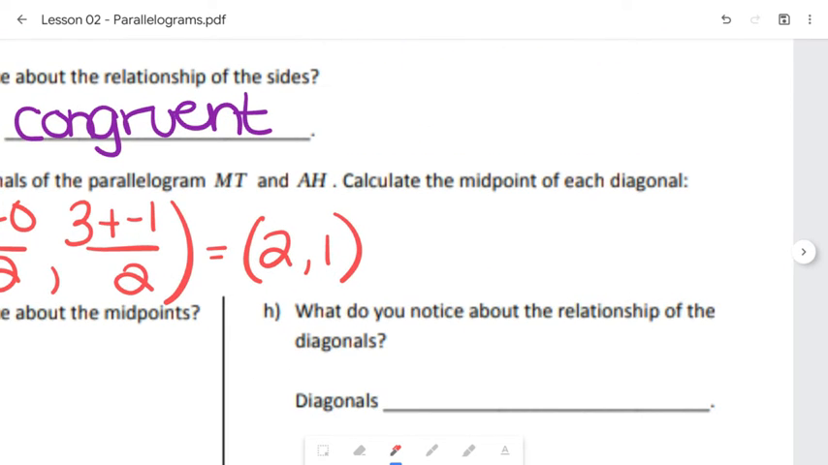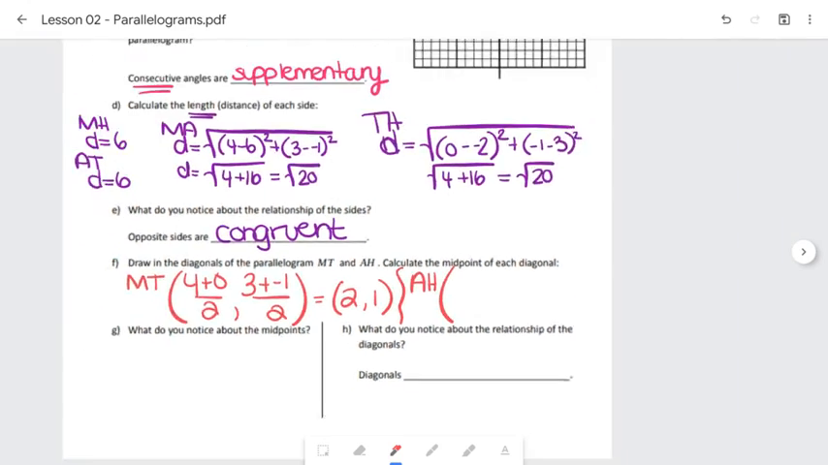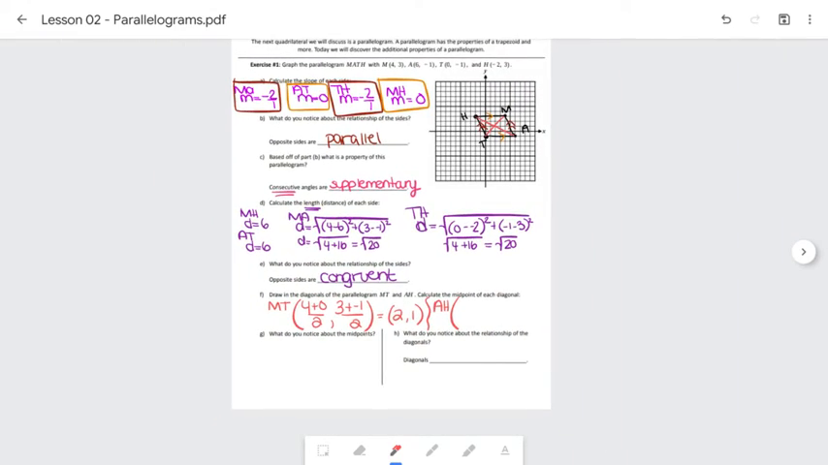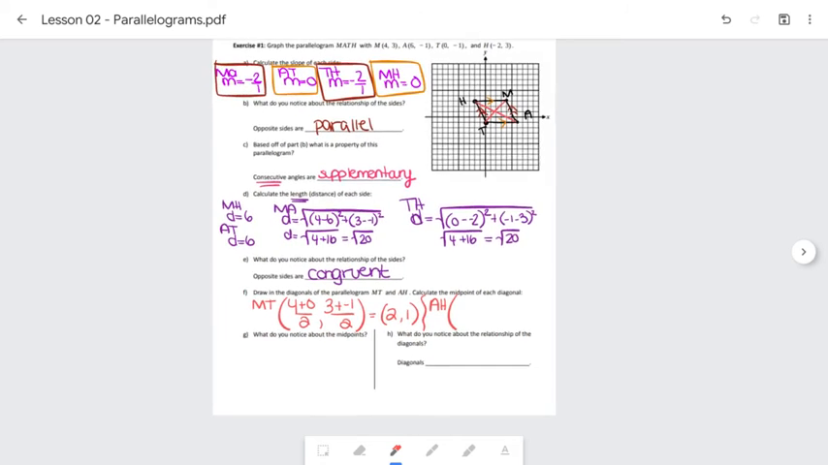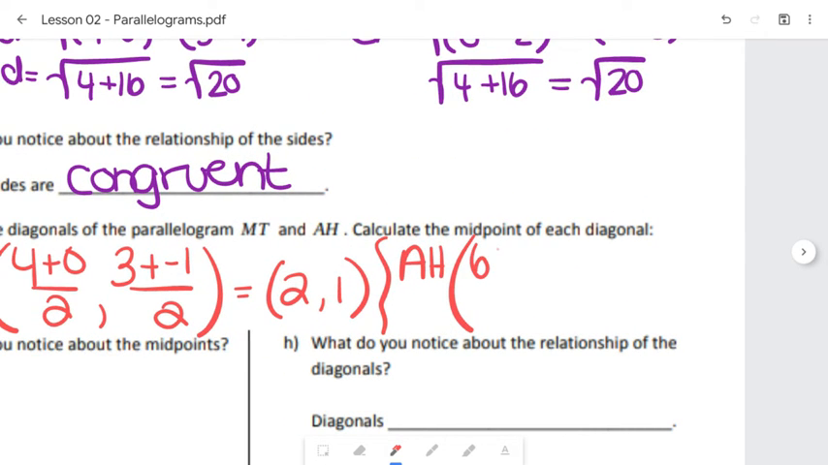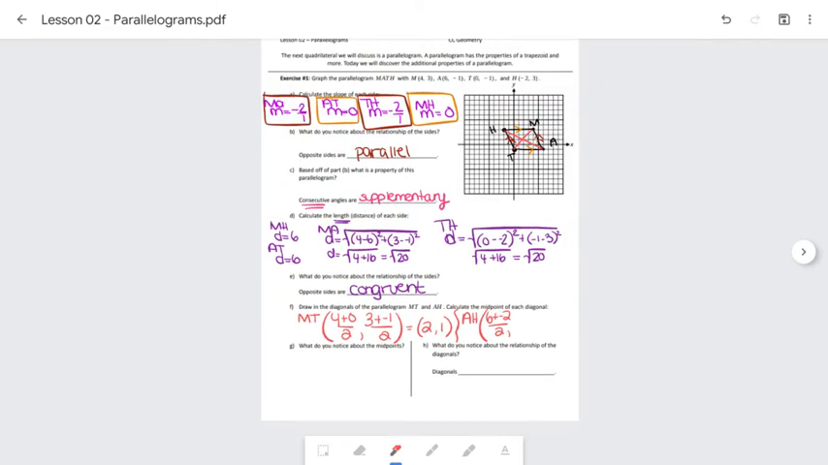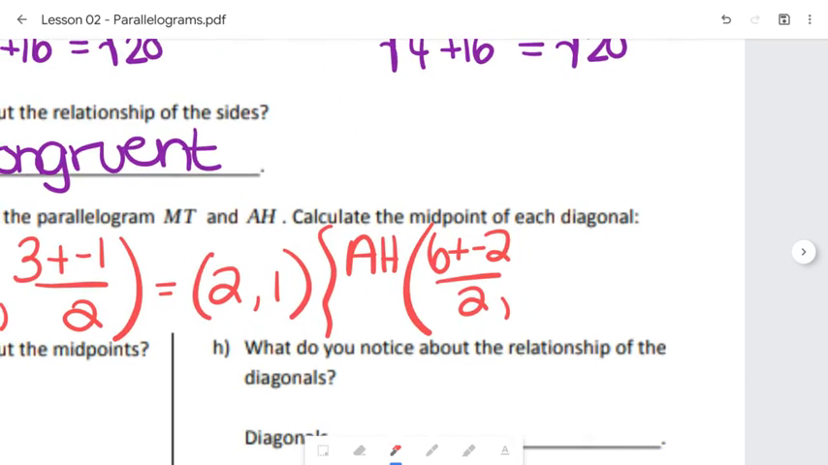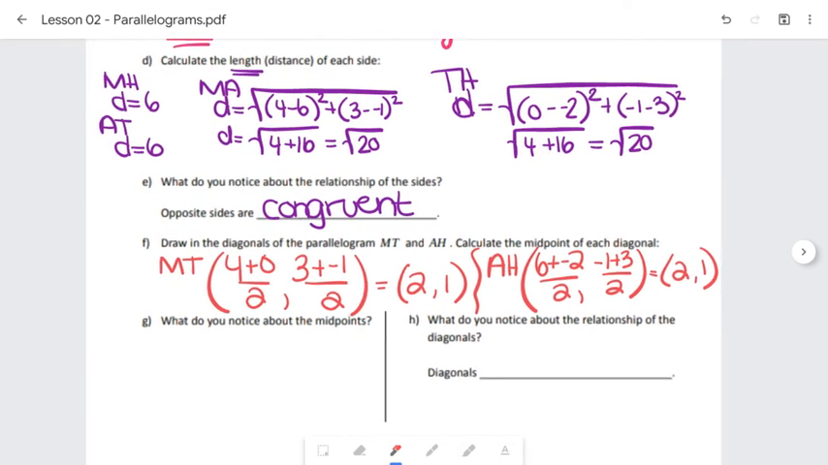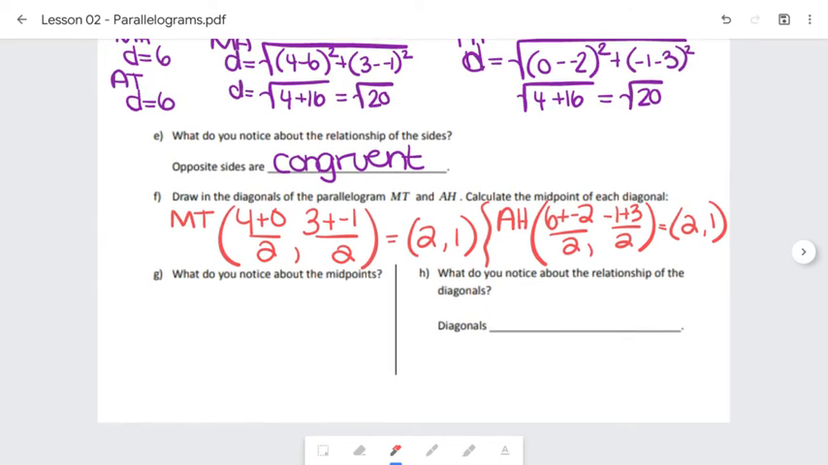And I'll do the same thing for AH. The points would be 6 plus -2 divided by 2 and -1 plus 3. And again, we end up with 4 divided by 2, which is 2, and 2 divided by 2, which is 1. So notice the midpoint's the same.